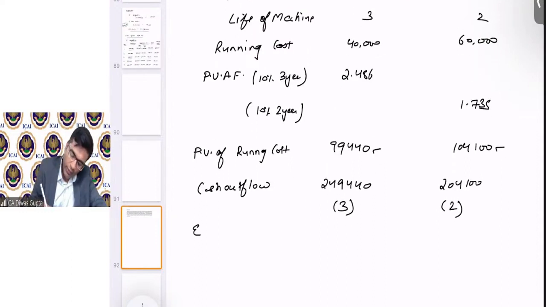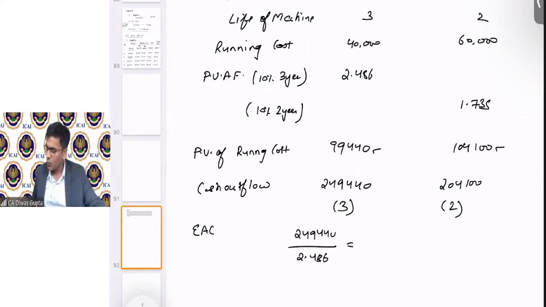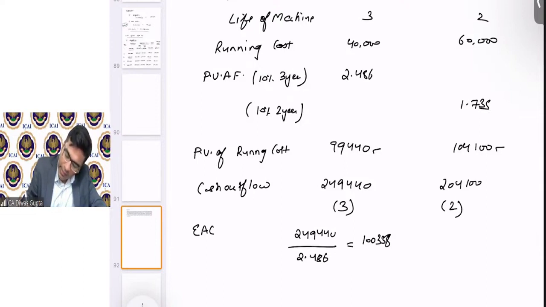So we have to calculate the EAC, which will be 249,440 divided by 2.486. This comes as 100,338. Similarly, here it will be 204,100 divided by 1.735, which comes to around 117,637.